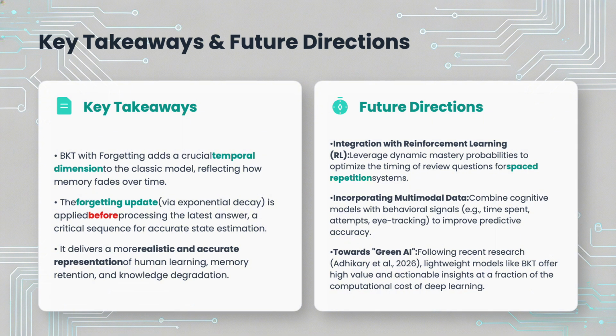Looking ahead, the real power of this model comes when we use it to intervene. By knowing exactly when a student is about to forget a concept, we can use reinforcement learning to schedule the perfect review question at the perfect time. This moves us from just predicting student performance to actively shaping it.